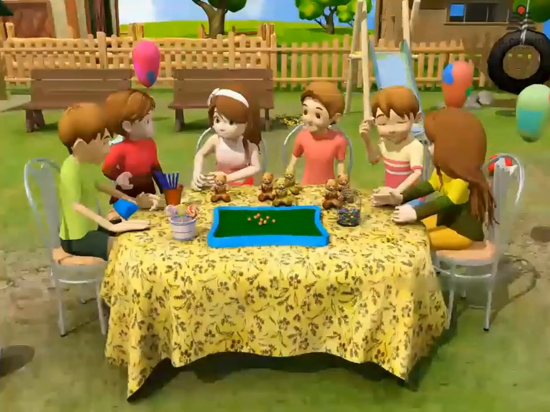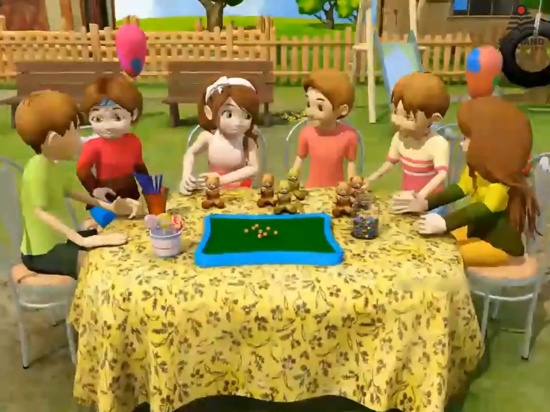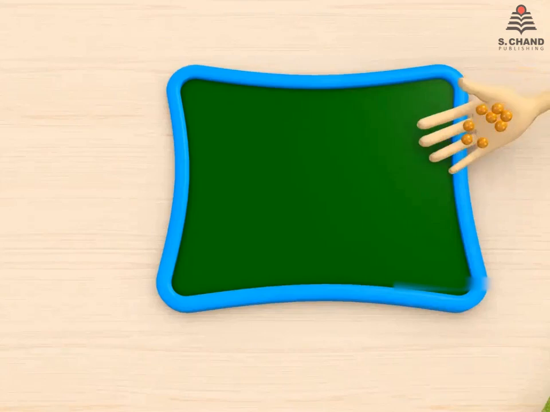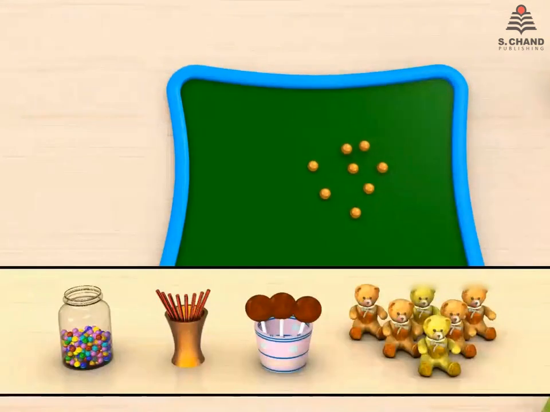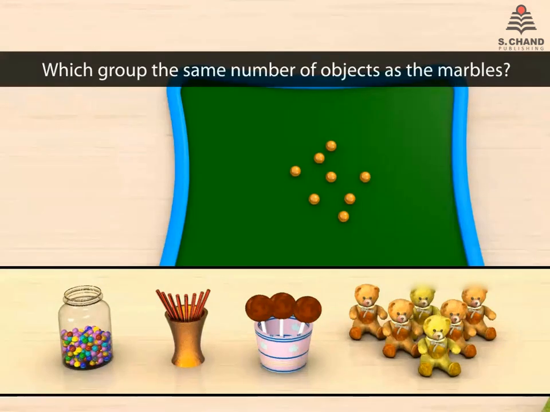Sella has set a game to play with her friends. There are some marbles placed on the table and 4 groups of objects. Which group has the same number of objects as the marbles?